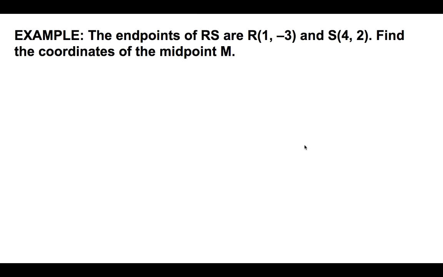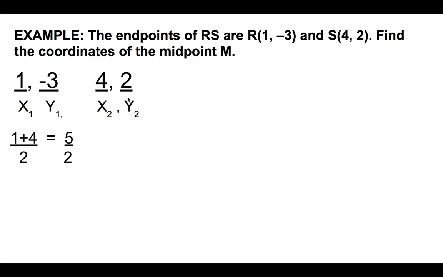So we're given the endpoints of RS. R is at 1, -3, and S is at 4, 2. Always what I like to do first is take my points and label them. So 1, -3 is my x sub 1, y sub 1, and 4, 2 is my x sub 2, y sub 2. After labeling, I substitute my x values into the formula: x sub 1 plus x sub 2, so 1 plus 4 divided by 2. 1 plus 4 is 5, divided by 2, so I have 5 over 2, or 5 halves.